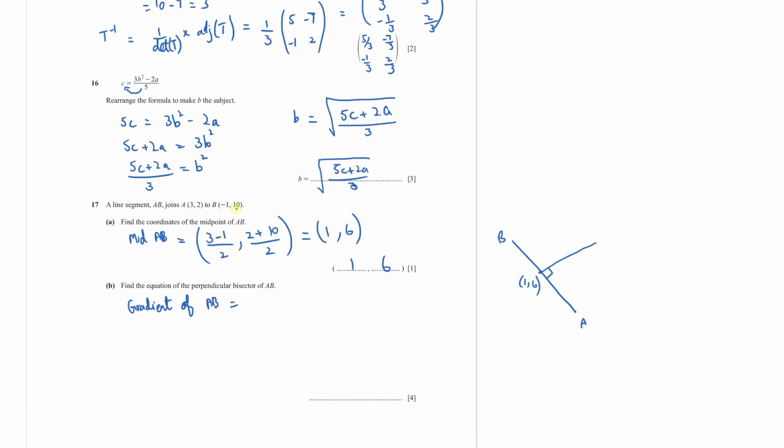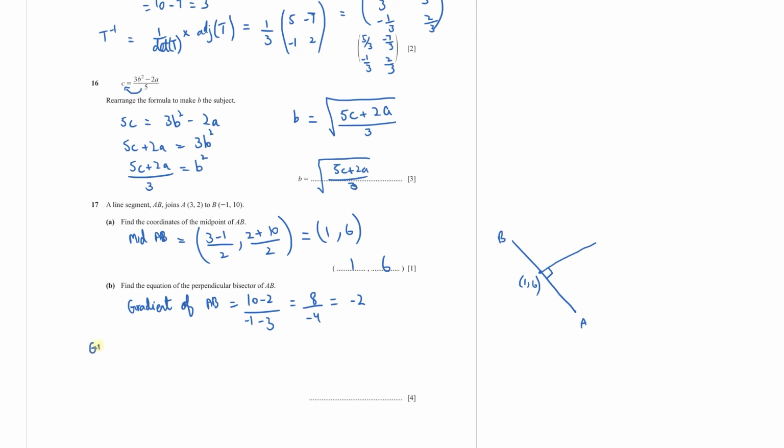Let's call this x2, y2 and this one x1, y1. So this will be y2 minus y1, which is 10 minus 2, over x2 minus x1, which is -1 minus 3. So this will be 8 over minus 4, which is -2. So the gradient of AB is -2.